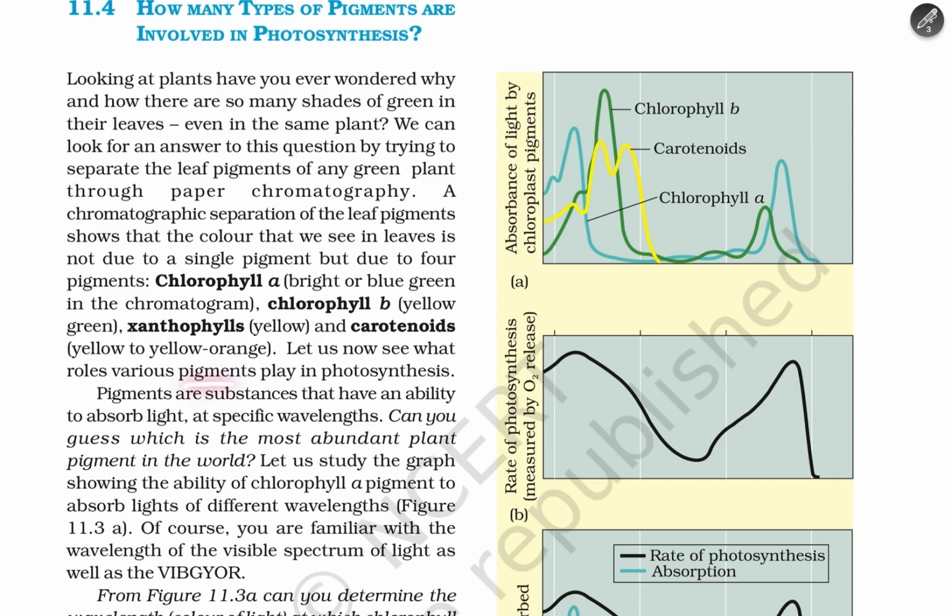Let us now see what roles the various pigments play in photosynthesis. Pigments are substances that have the ability to absorb light at specific wavelengths. Can you guess which is the most abundant plant pigment in the world? Let us study the graph showing the ability of chlorophyll a pigment to absorb different wavelengths.